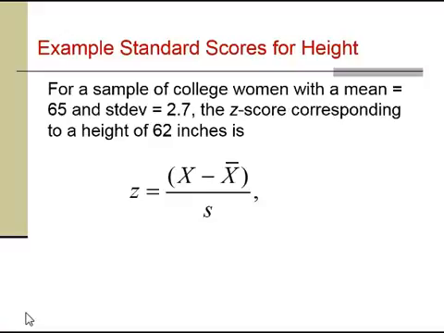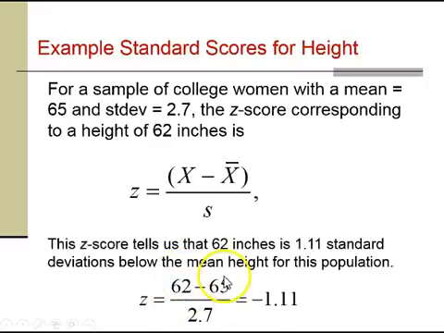Let's just do a quick example. Imagine that we've gone out to all of the UVM women on campus, and we know that we have a mean height of 65 inches for women on campus, and a standard deviation of 2.7. So imagine someone comes in and she is 62 inches tall. How could you convert that height into a z-score so that we can see how likely or unlikely it is to see a woman who's 62 inches tall?